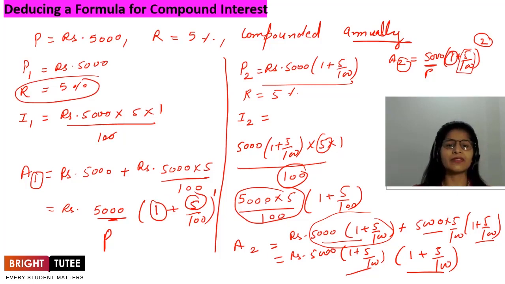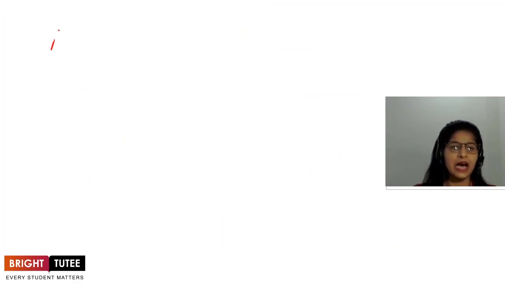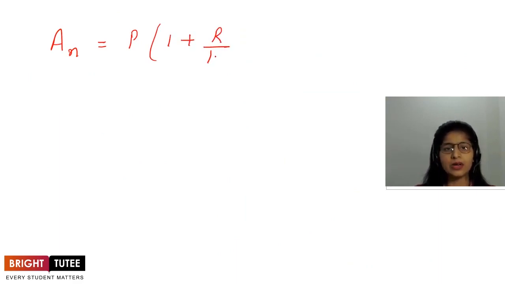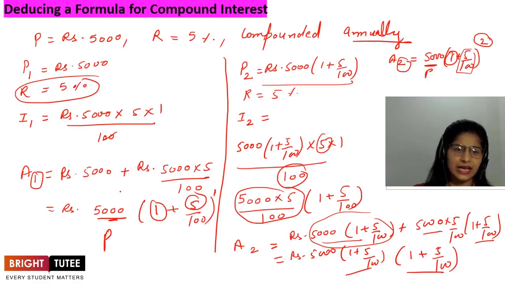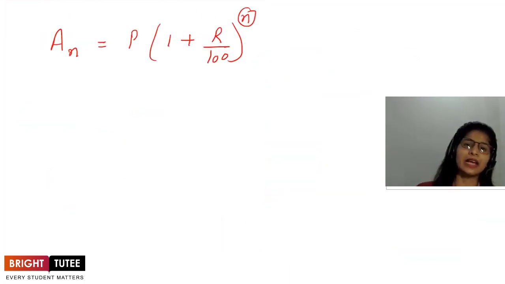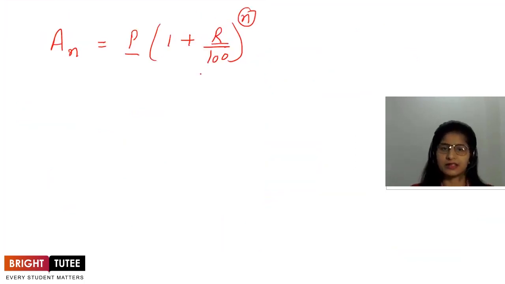So if I write the formula in a general way, how can we write? We can write it as: amount for n years, in case of compound interest, will be calculated as principal into 1 plus r upon 100 to the power n. Clear? N is the number of years. So just see, in the previous case, when we had A1, we had the power as 1. When we had A2, that is the second year amount, we have the power as 2, and everything else is same. So what is everything else? That is principal and rate. Clear? So like this we are going to calculate compound interest.